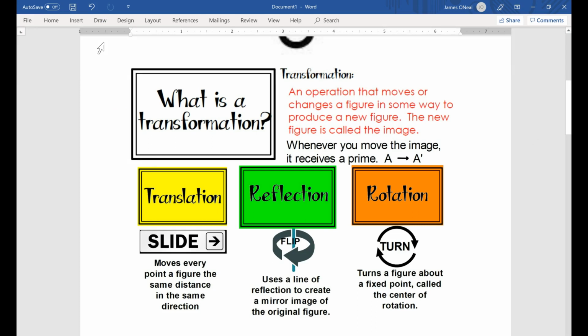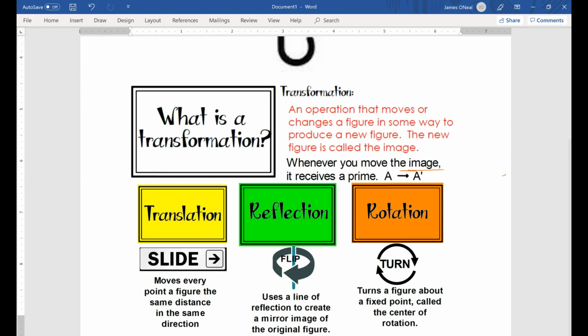It's not going to underline. Oh my gosh, what are you doing? All right, a little technical difficulty.